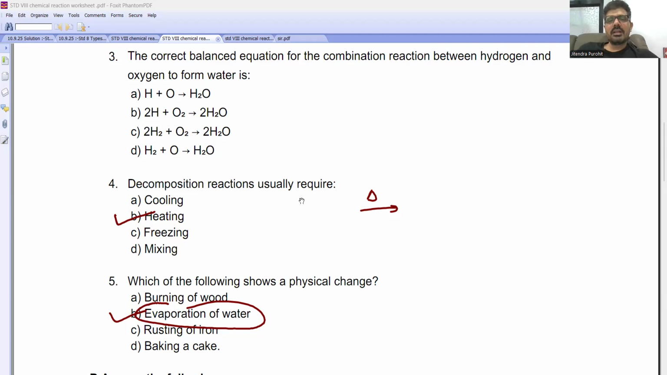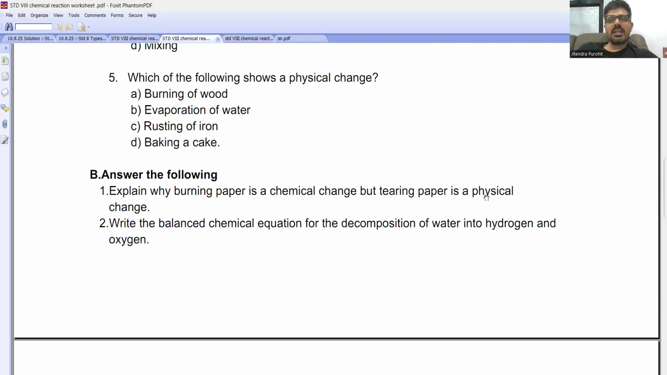You explain burning a paper is a chemical change, but tearing a paper is a physical change. Hey beta, when you burn the paper, you'll write a new product is formed, a new compound is formed. But when you tear a paper, paper will remain paper only, no new substance is formed.